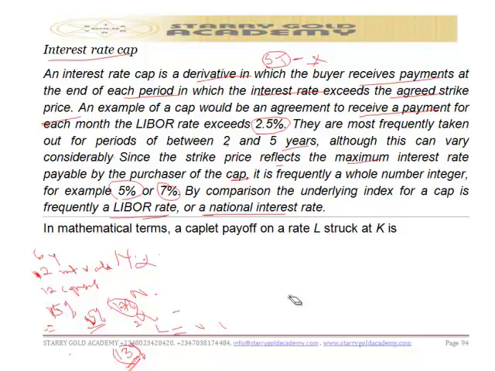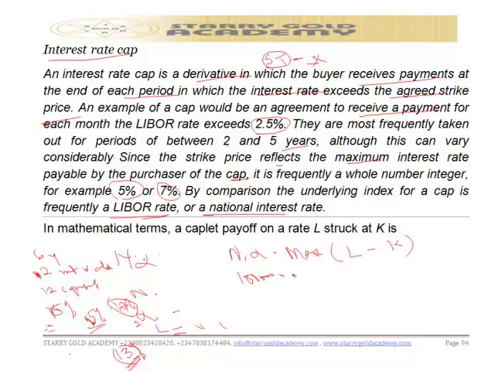Understand? So if the Libor rate happens to be 3%, you will pay 2.5% and collect 3%. Let's use this model first. Remember, I said the formula is: notional principal times the day count fraction, multiplied by the maximum of L minus K. Understand? The notional principal is 1 million.